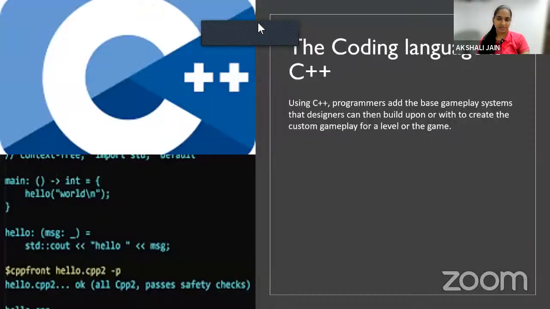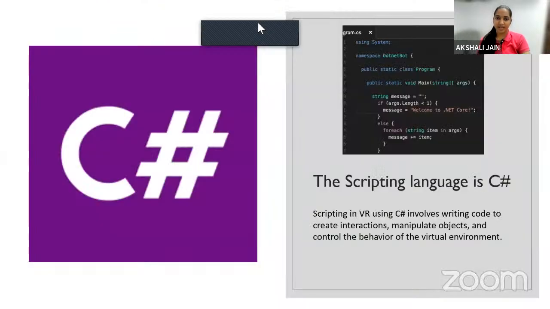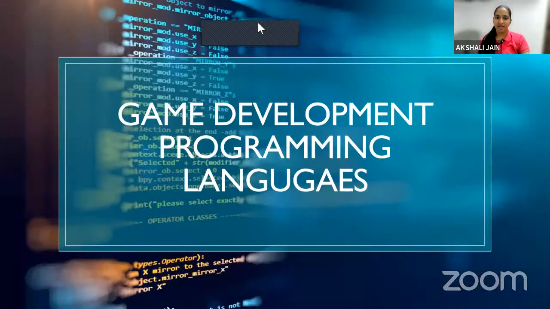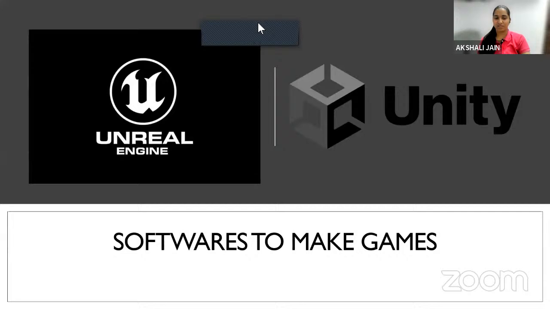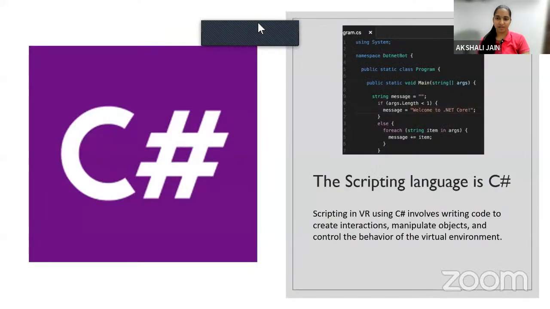Next is C++. This is the coding language used for Unreal. C sharp is used for Unity, and before I told you there are two software used, Unreal and Unity. So this is the process by which you can become a developer, a programmer.